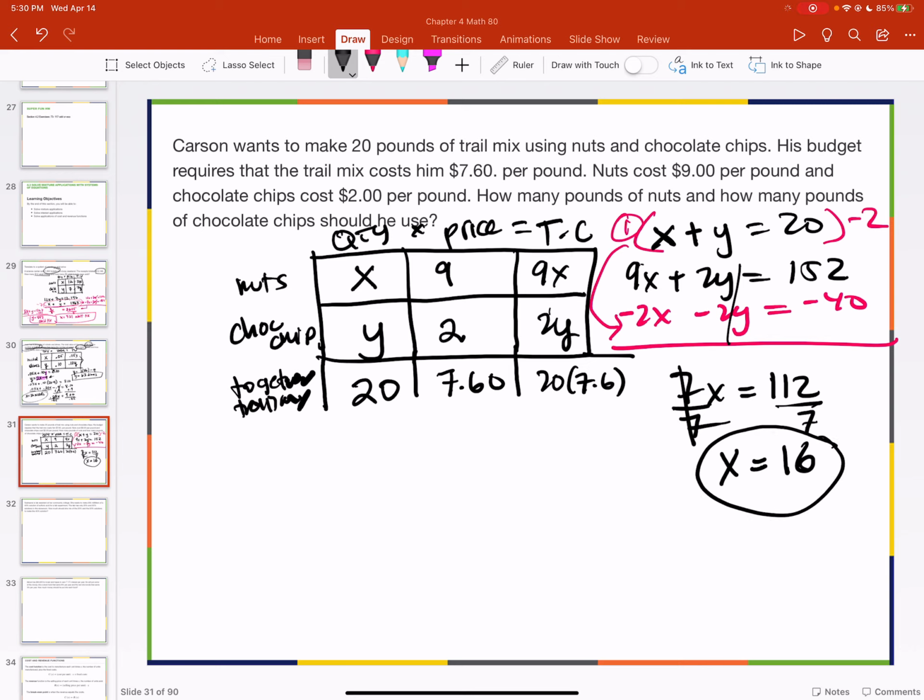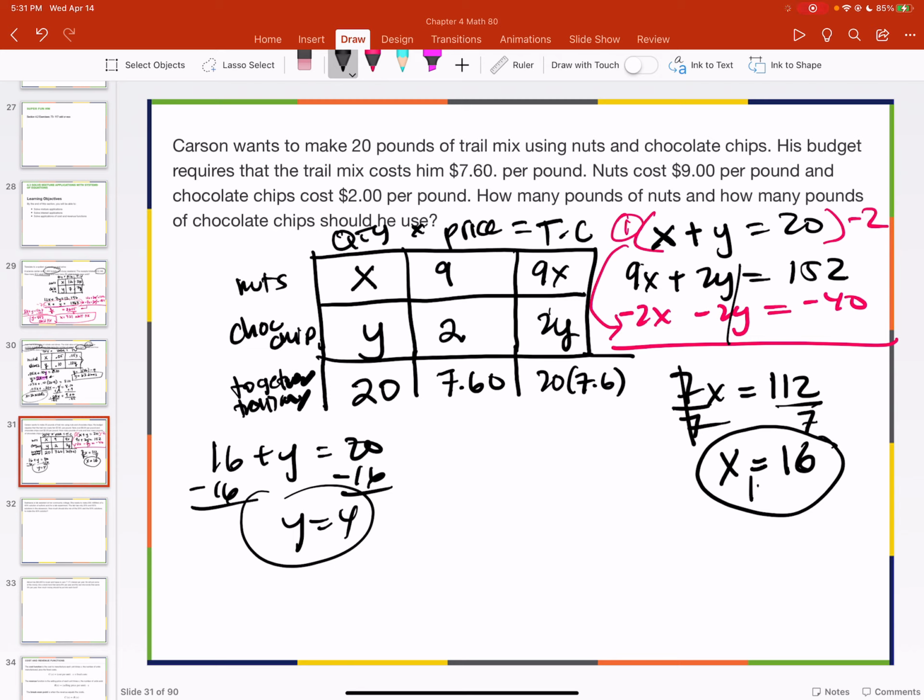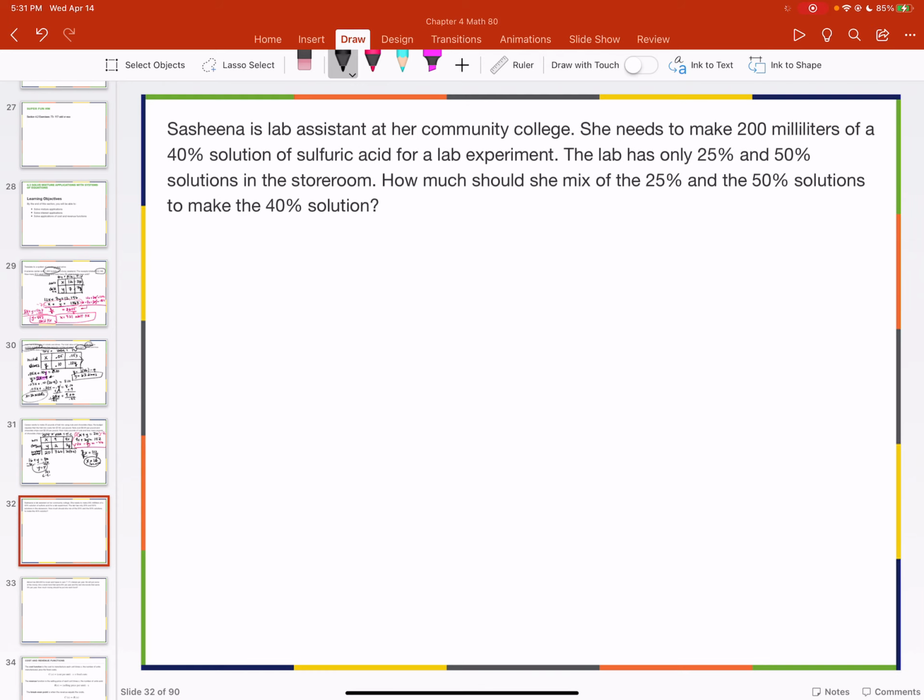What about chocolate chips? Well, since x plus y is equal to 20, 16 plus y is equal to 20. That implies that y is equal to 4. So 16 pounds of nuts, and then the other one is 4 pounds of chocolate chips.